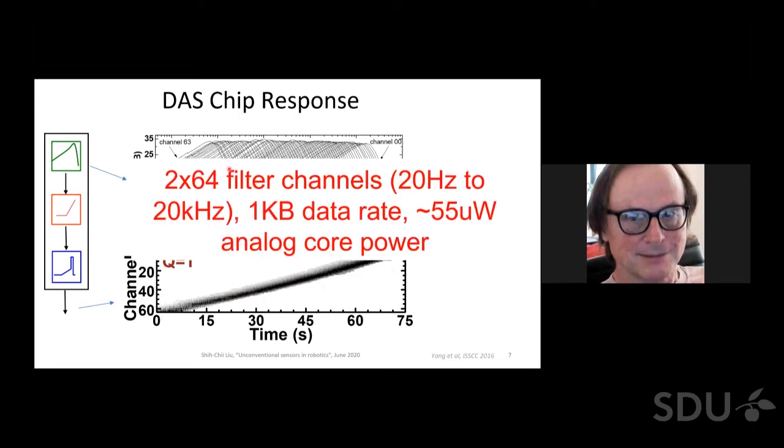And for this particular cochlea, which is 2 by 64 filter channels with a frequency response that goes from 20 hertz to about 20 kilohertz, we get about 1 kilobyte of data rate. And it burns only about 55 microwatts for the analog core power. So basically for the blocks that you see up to here.